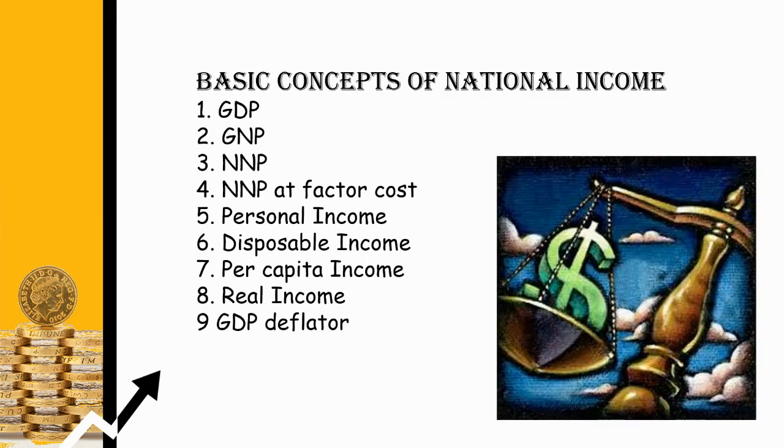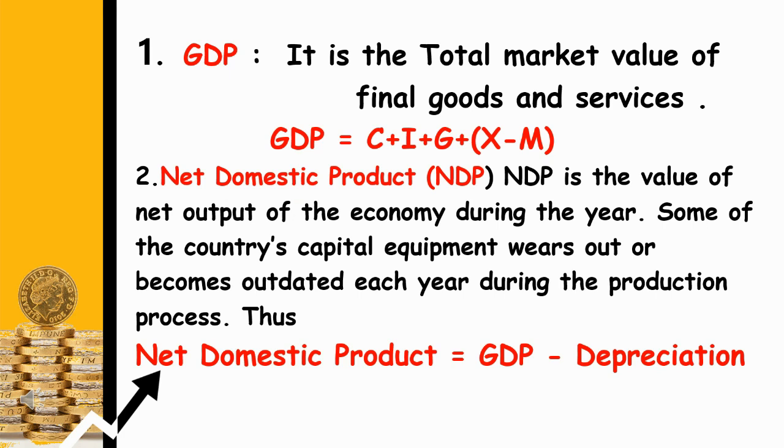The basic concepts of national income are given below: GDP, GNP, NNP at factor cost, personal income, disposable income, per capita income, real income and GDP Deflator. See, these following are some of the concepts which are used for measuring national income. Now let's learn each and every concept one by one.